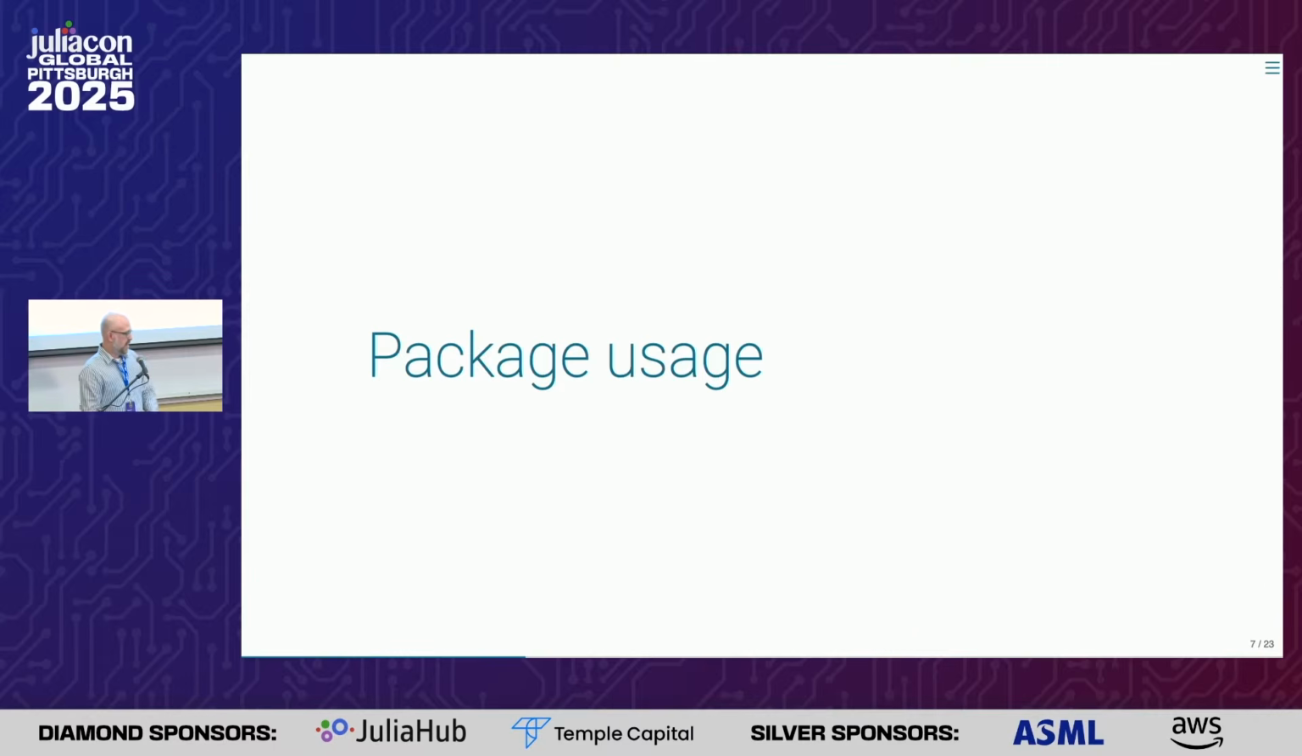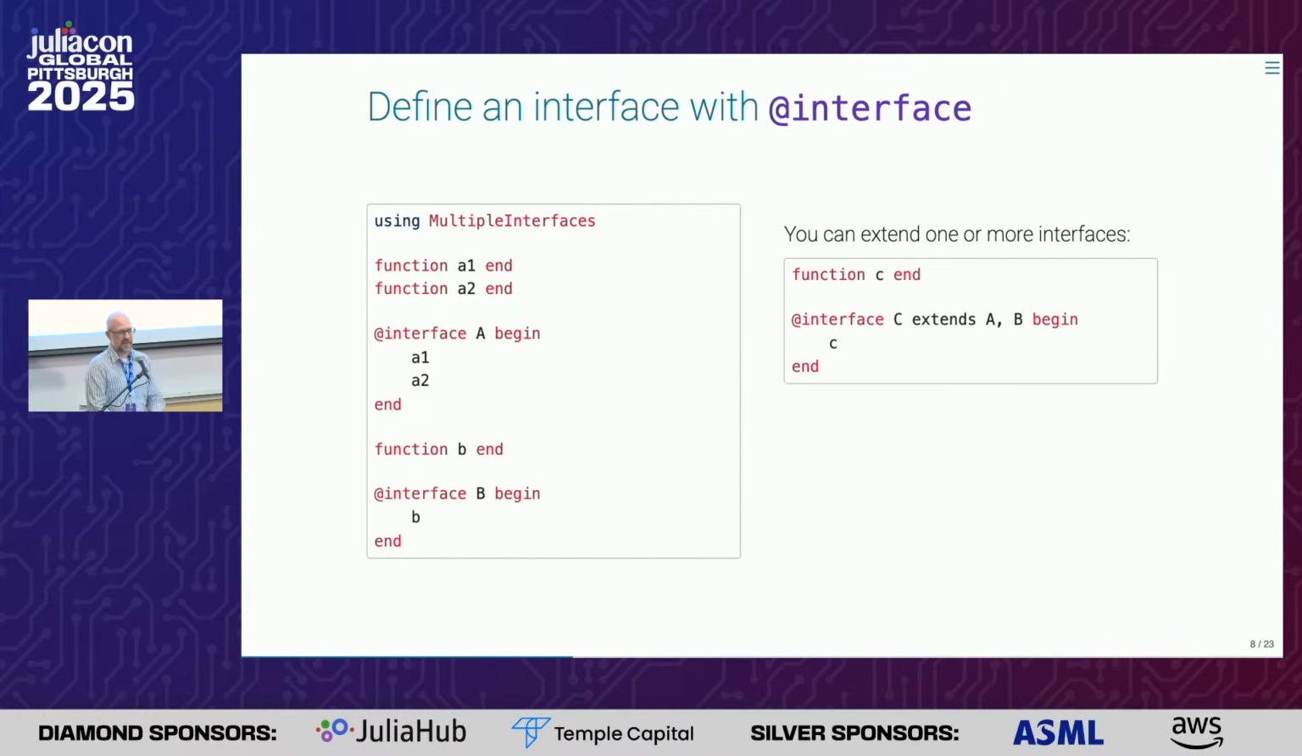Okay, so let me go into a little bit about how MultipleInterfaces is actually used. You can define an interface with the interface macro. We have an example here on the left where I'm defining two different interfaces. First, your functions that are in the interface have to actually be defined. Otherwise, you'll get an undefined variable error when you use the interface macro. So first I define the functions A1 and A2, and I define an interface A, which consists of the functions A1 and A2. And similarly, I define an interface B, which consists just of the function B.